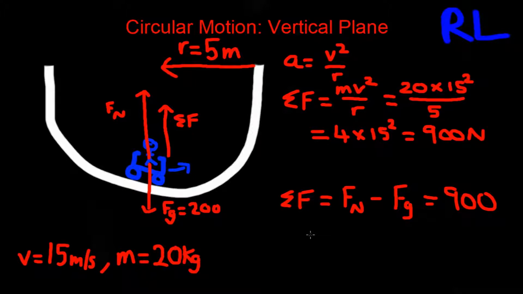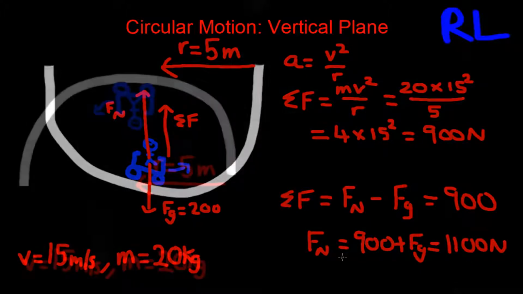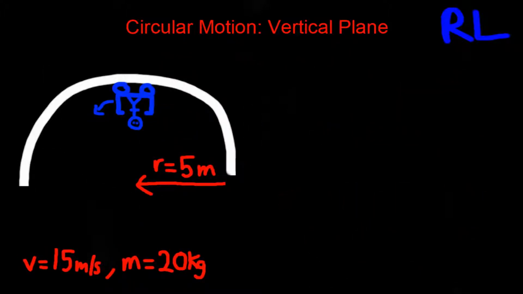Therefore, we rearrange this, we get normal force equals 900 plus force of gravity. Force of gravity is 200 newtons, 900 plus 200 is 1100. And so, for this cart to maintain circular motion around the track, the normal force is going to have to be 1100 newtons.